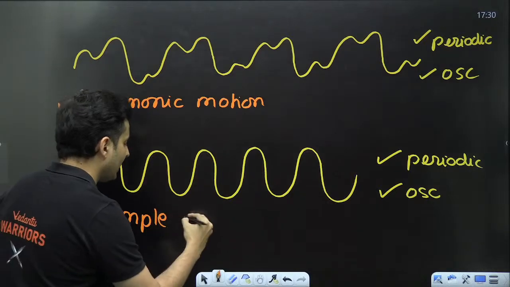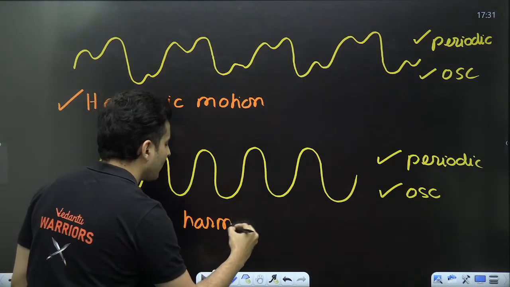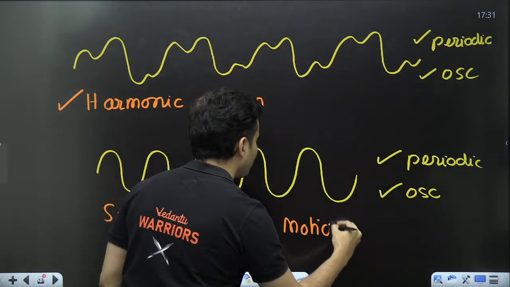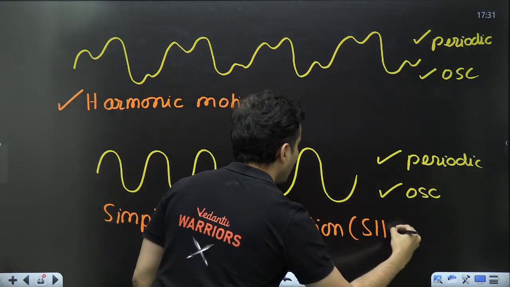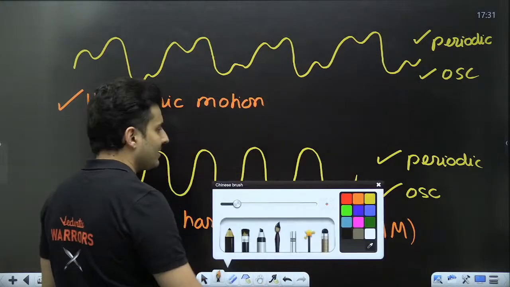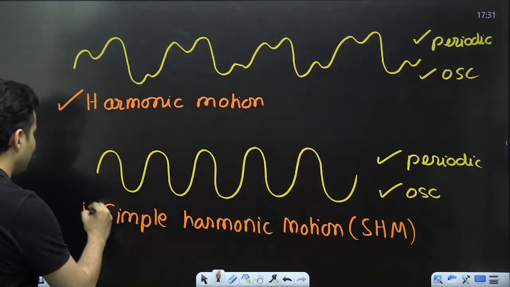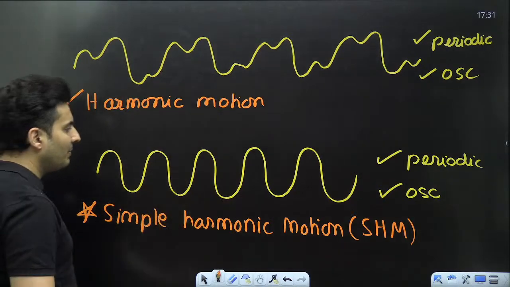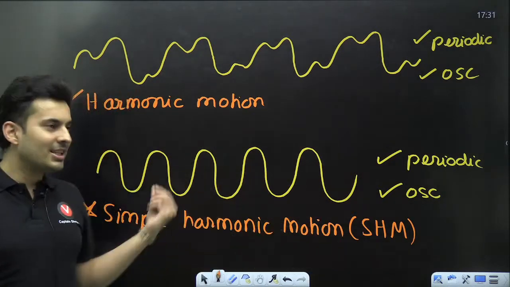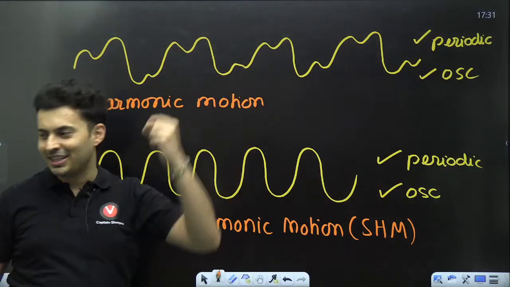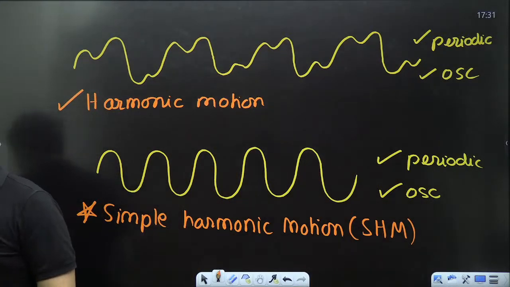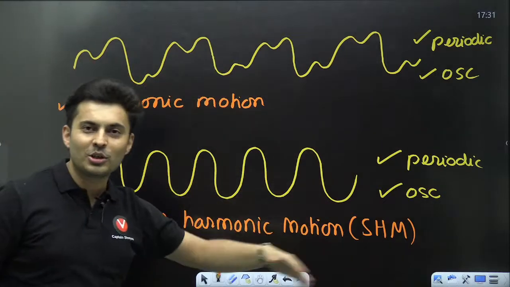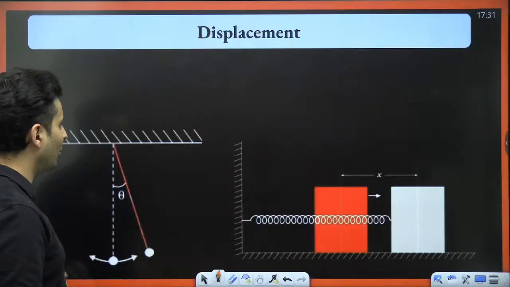The motion is called simple harmonic motion, which is abbreviated as SHM. And in our syllabus, we have only this. We do not have the other. This is called a simple harmonic motion, SHM, which is a simple up and down motion. That's all that we have in our NEET syllabus. We don't have harmonic motion. So you should be very happy about it.